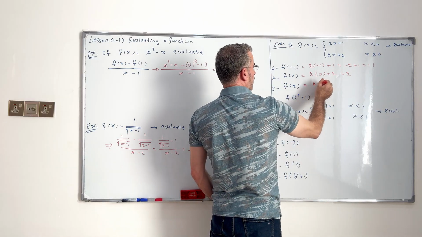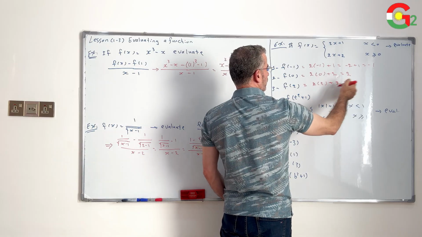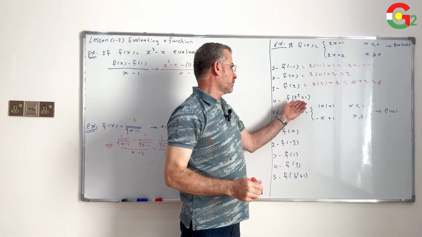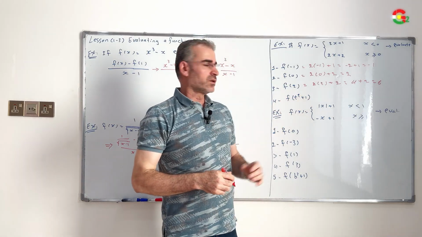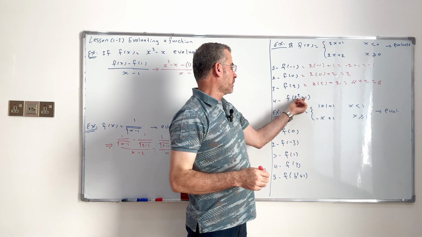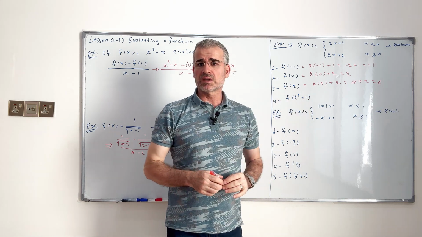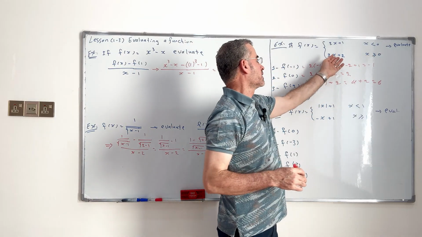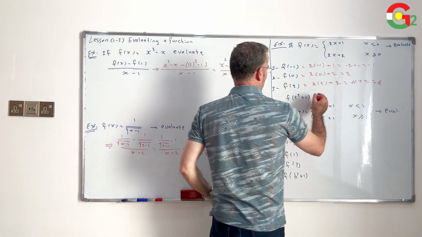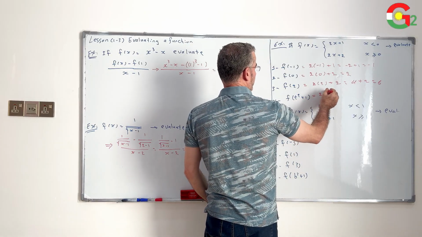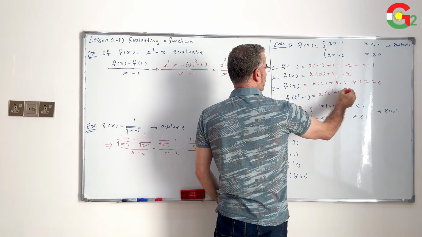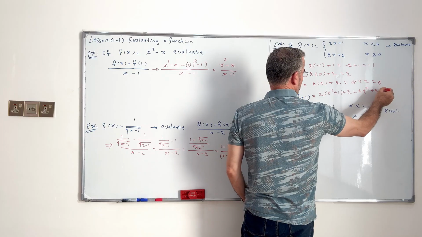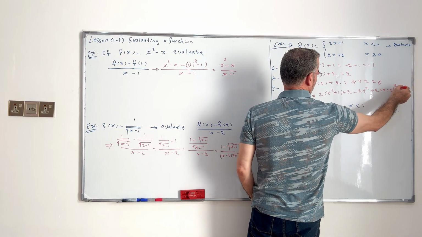Then it will be 2 times 2 plus 2 equal to 4 plus 2 equal to 6. f of t squared plus 1. I don't know the value of t, but I know that t squared plus 1 is always greater than 1, so it is greater than 0. Then I'll substitute it here in the second rule. It will be 2 times (t squared plus 1) plus 2 equal to 2t squared plus 2 plus 2 equal to 2t squared plus 4.